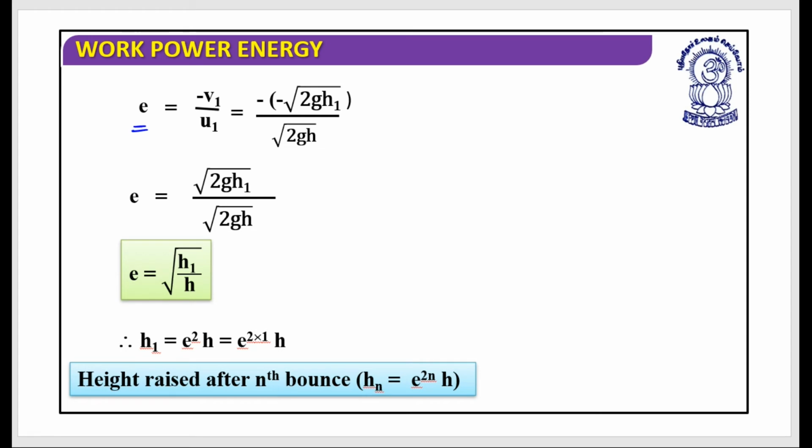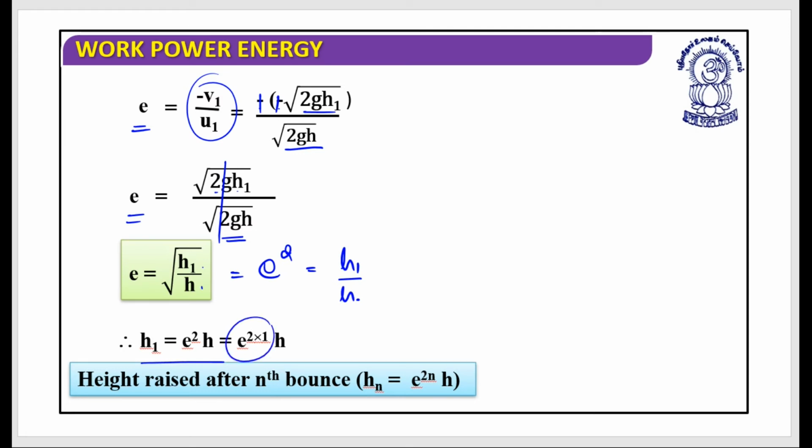So what I can have is e equals minus of v1 divided by u1. That would be minus of minus, that would be plus, root 2gh divided by root 2gh1. So if I write e, that is equals to root of 2gh1 divided by root of 2gh. This could be cancelled, so only the term I have been left with is e equals root of h1 by h. If I square this, I can write e square equals h1 divided by h. So from this, h1 is equals to e square into h.